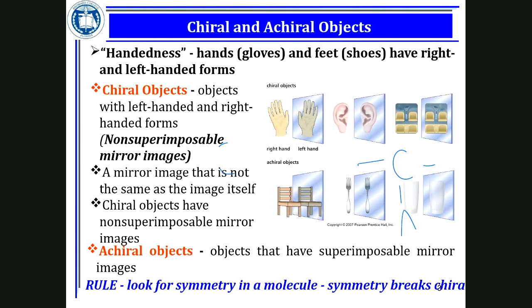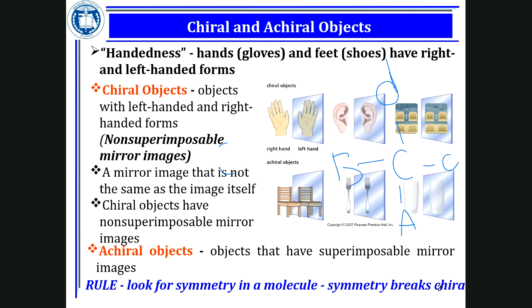So if you have 4 different groups attached to the carbon, then the carbon is going to be a chiral carbon. Chirality, or handedness, means that the compound and its mirror image are not superimposable. So the right glove does not fit the left hand, or the left glove does not fit the right hand.